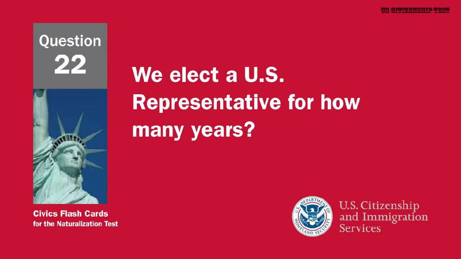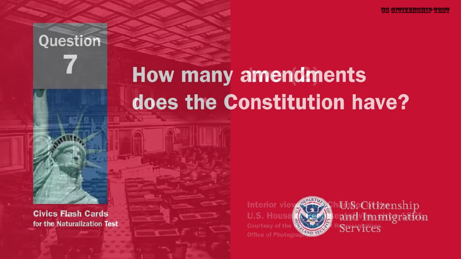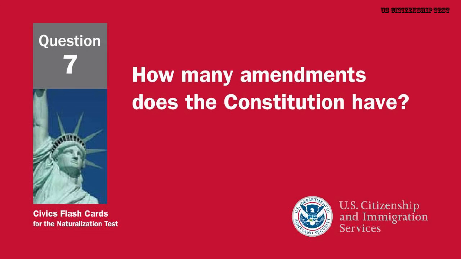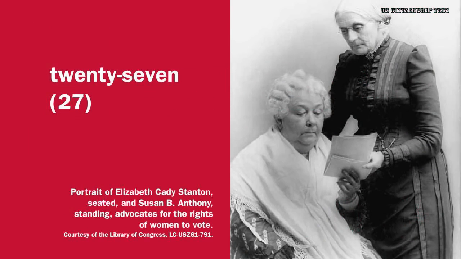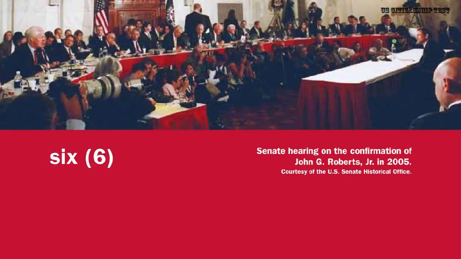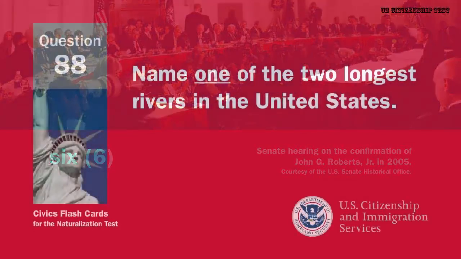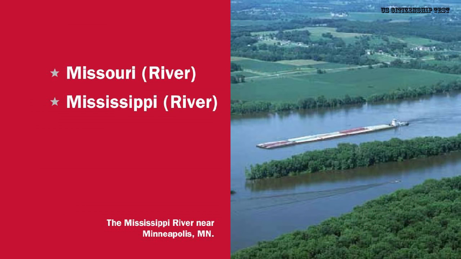We elect a U.S. representative for how many years? 2. How many amendments does the Constitution have? 27. We elect a U.S. Senator for how many years? 6. Name one of the 2 longest rivers in the United States. Missouri River. Mississippi River.